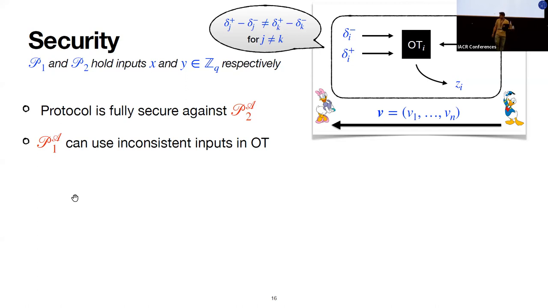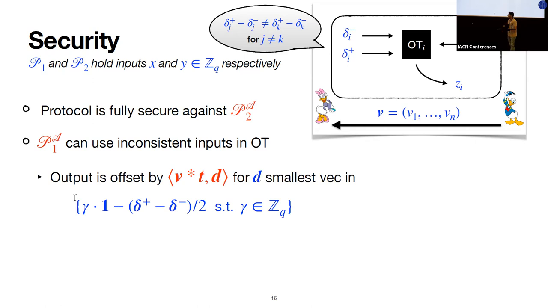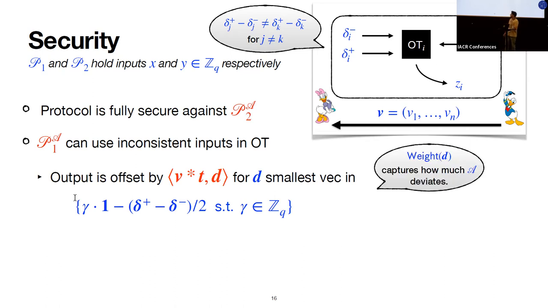It's easy, if you write it down, to show that the honest output is offset by some value V star T inner product with D, where D is the smallest value in this set. This set is not very interesting, but intuitively, vector D captures how much A deviates from the protocol, because it is the smallest shift to the inputs which would yield well-formed values. I will spare you the elementary algebra, and I'm just going to say that if D is the zero vector, or very close to zero, then the party behaves honestly. And if D is very far from zero, then there are many inconsistencies in the OT.